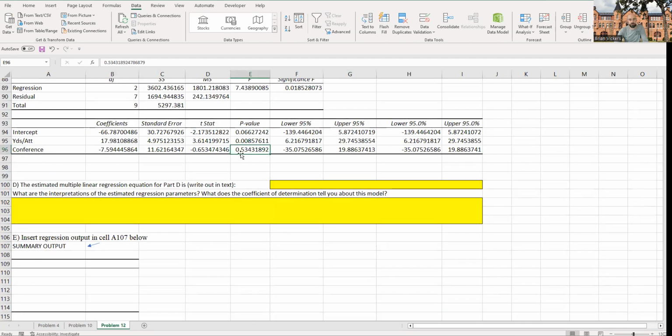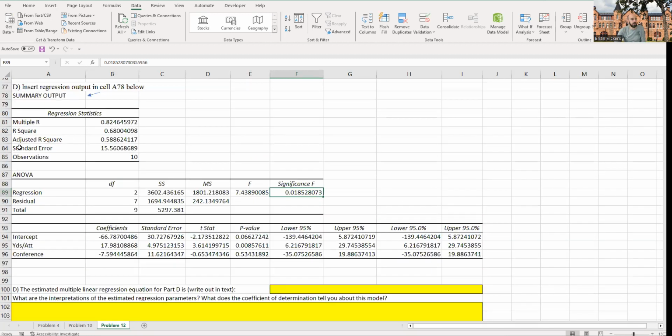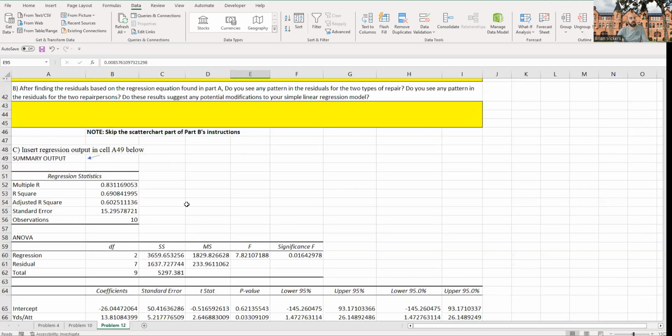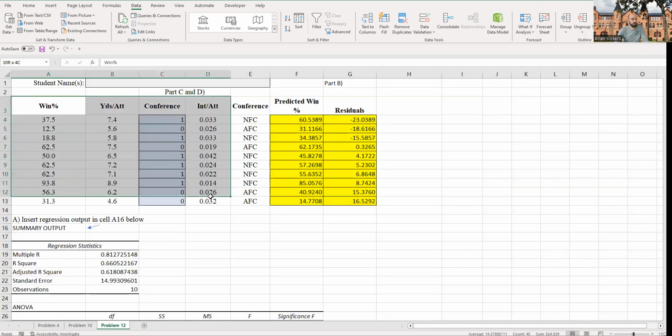The conference, no good, 0.53. Significance level, blah, blah, blah. So for the model, still good. The adjusted R-squared value went down even further from 0.6 to 0.58. The p-value for yards per attempt, we've already shown that to be under 0.05, and that's still the case. So let's run it one more time, and this time I can run it with all three of them.